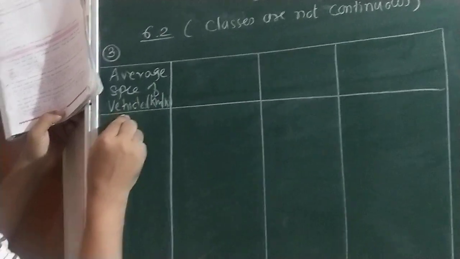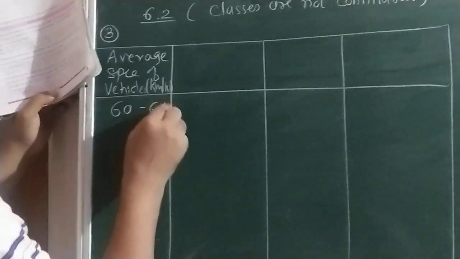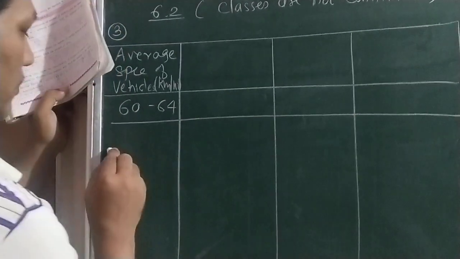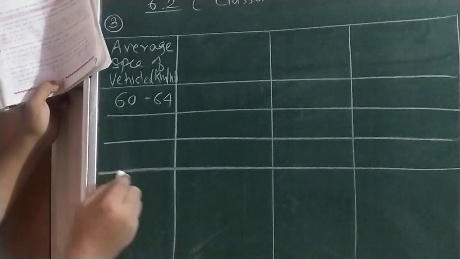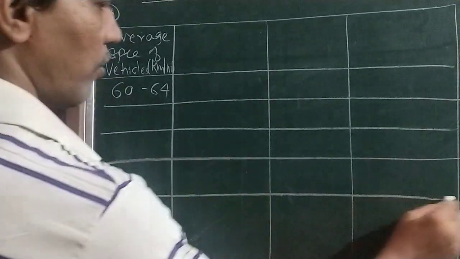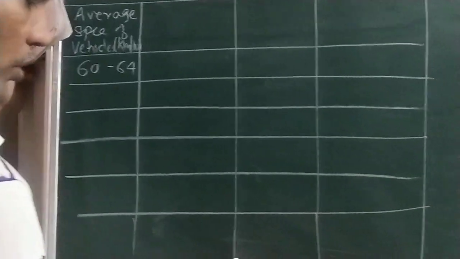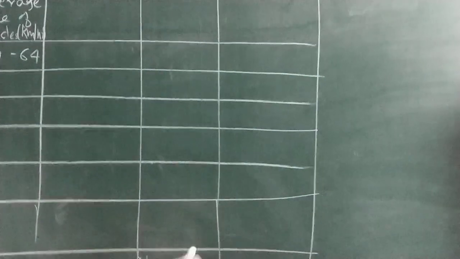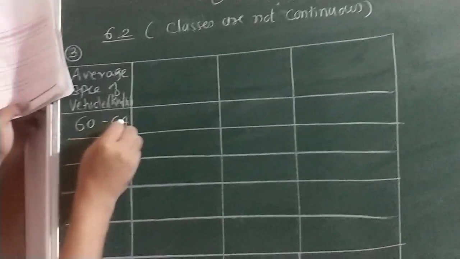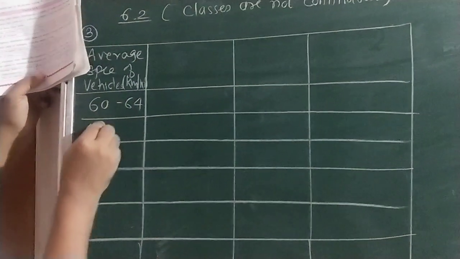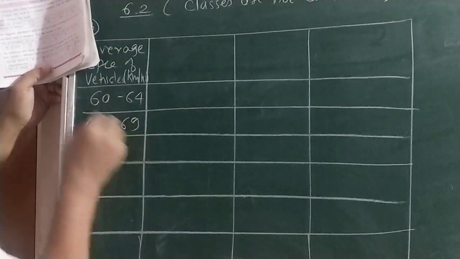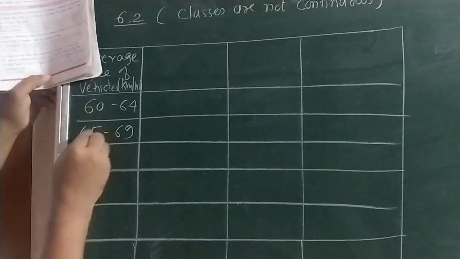Now 60 to 64, right? 1, 2, 3, 6, 4, 5 and 6. And one column is required for n, the total frequency. 60 to 64, right? Here there is 65. The 65 is printed as 64. So make a correction to 65.